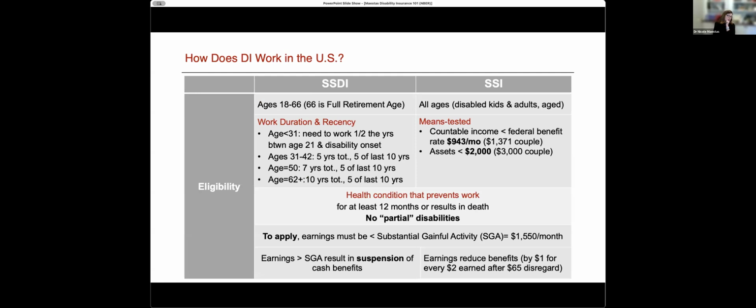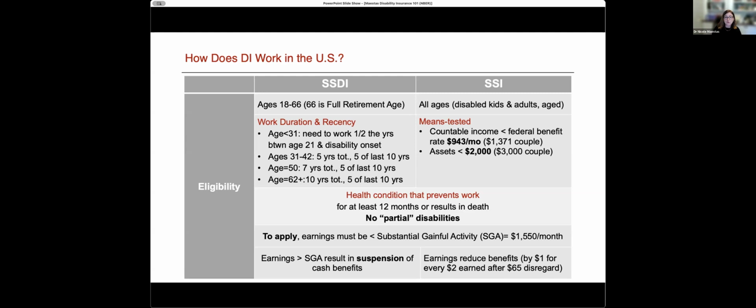Okay, so here are the eligibility rules. And again, I've got the same setup here, SSDI side by side with SSI. The first difference is that SSDI is just for adults ages 18 to 66, 66 being the full retirement age. So as the full retirement age is increasing, the upper age limit for SSDI also increases. So eventually it's going to be 67. SSI, as we've already described, has a program for everybody, all ages. You've got disabled kids, you've got disabled adults, and then you have elderly individuals. It just depends on which program you're talking about.